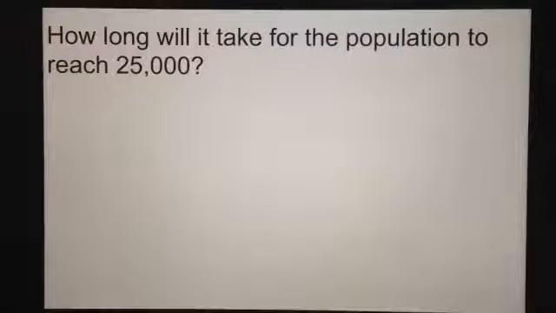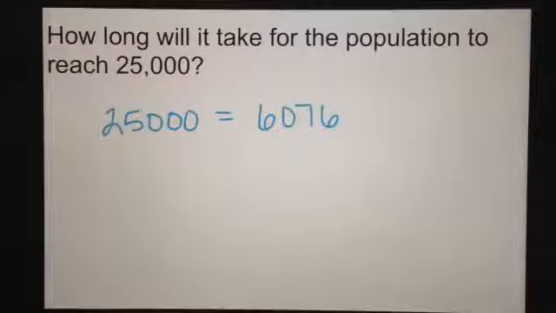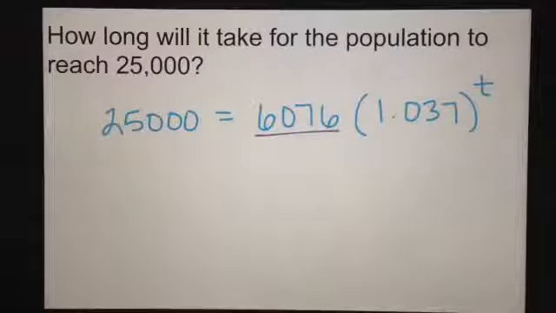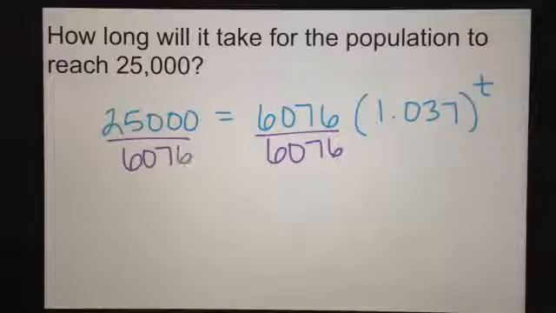And to set up this problem, we're going to write 25,000 equals 6,076 times, and if you recall before we had 1 plus 0.037, I'm going to go ahead and simplify that and just add them together. And this time the number that we don't know is the time, because it says how long will it take for the population to reach that. So what we want to do is start moving stuff away from t. So the first thing I'm going to do is divide by 6076, divide by 6076.